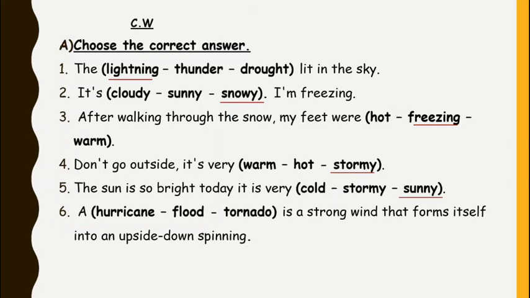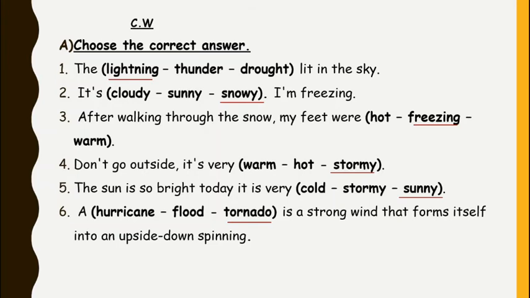Number 6. A hurricane, flood, tornado is a strong wind that forms itself into an upside down spinning cone. What forms itself into an upside down spinning cone? Yes, the tornado. Good job, everyone.